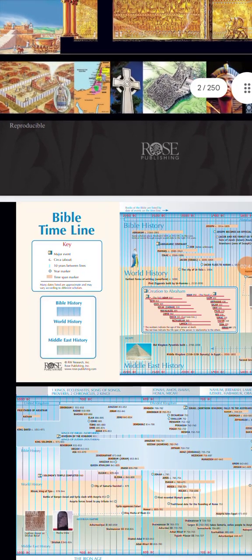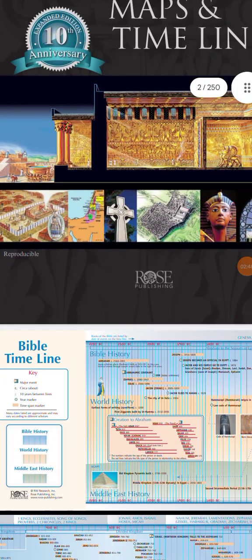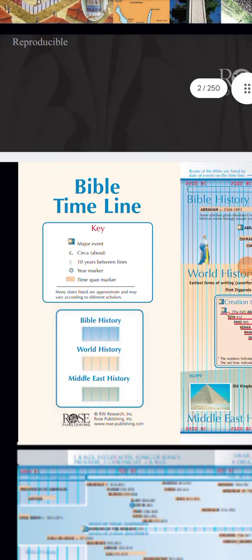Right here it says down here, Rose Publishing. This is the book. You can get this book too for $32 from Amazon. I got me one too as well. It says right here, Bible timeline, and right here, key major events.